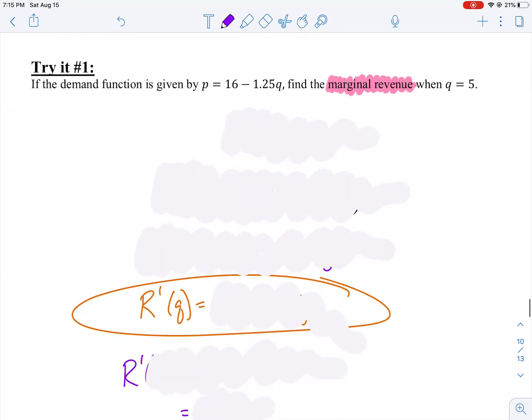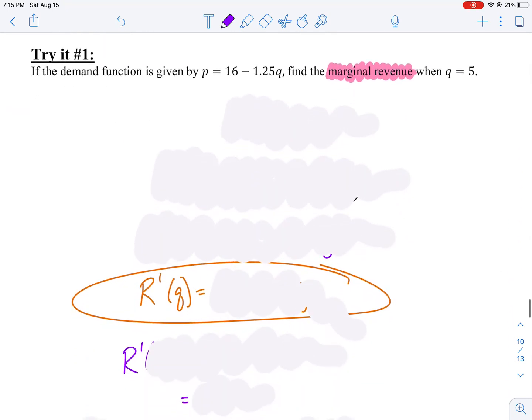All right, why don't you try one of these? There was a lot going on there, so I want to make sure that you understand before we move on. I want you to try number 1. Pause the video, follow through like we did in the last example, example number 7, and see if you can find me, using this P function, the price or demand, the marginal revenue when we sell 5 units.